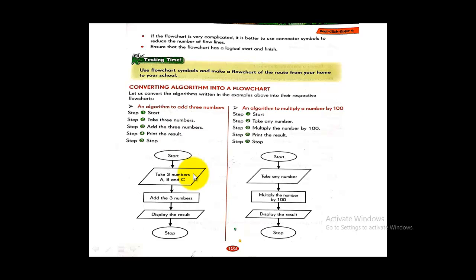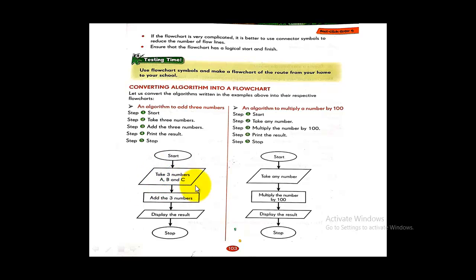Now let's see here. Start, take three numbers, add the three numbers, print the result, stop. These algorithms we have done. Now we are converting them into a flowchart. First we write start. Now take three numbers, a, b and c.